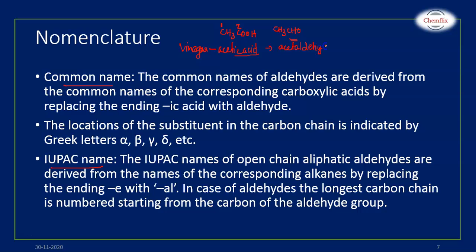acetaldehyde. Okay, moving to the second point, that is the location of the substituent in the carbon chain is indicated by the Greek letters alpha, beta, gamma, delta, etc. That is here.